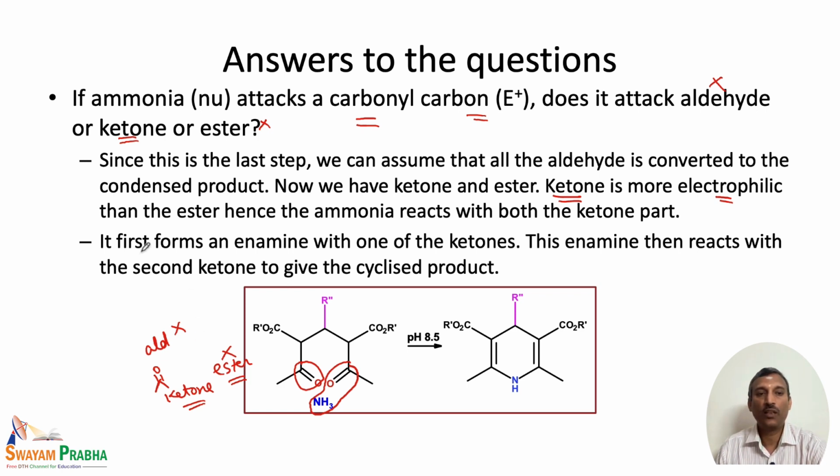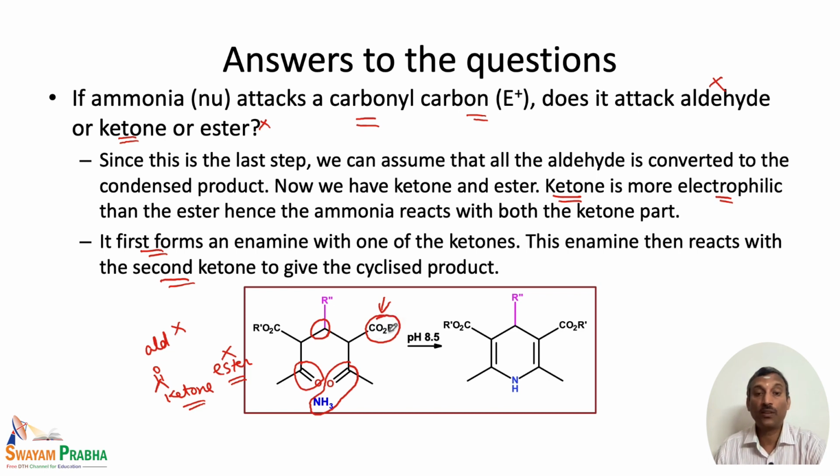And we have also seen that it can easily form the enamine with one of the ketones, and once the enamine is formed, that undergoes the reaction with the second ketone to give the cyclized product. So in this particular reaction, the most crucial partner involved in the reaction is the ketone carbonyl. And in the case of the aldehyde, it is the aldehydic carbon that is involved in the reaction. So in all these cases, why do we need the presence of the ester if it is not at all undergoing reaction?